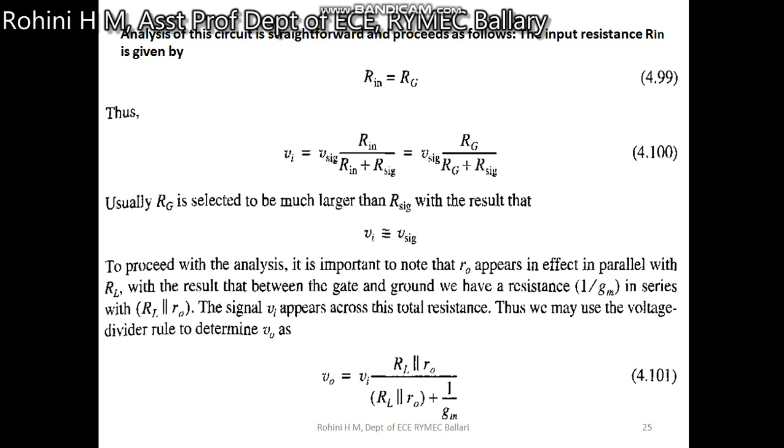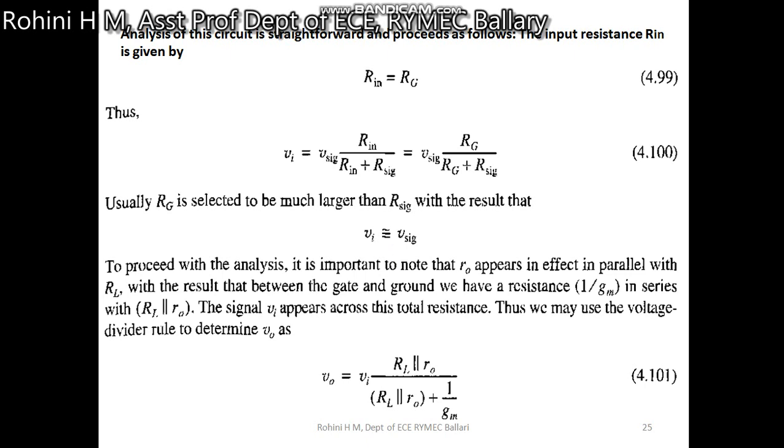Next, usually Rg is selected to be much larger than R signal. So when we choose the Rg value to be more than R signal, what happens? The denominator value is very large, that is, the denominator Rg value is very large. So the R signal value is very much negligible. So the denominator and numerator cancel, and we remain with Vi almost equal to V signal. So this is the expression.